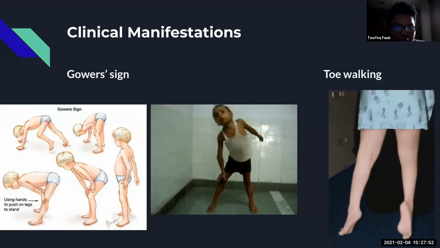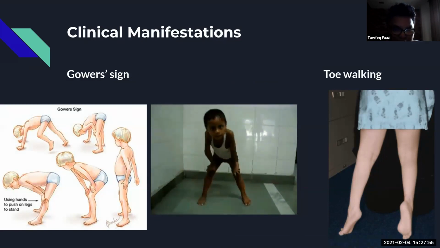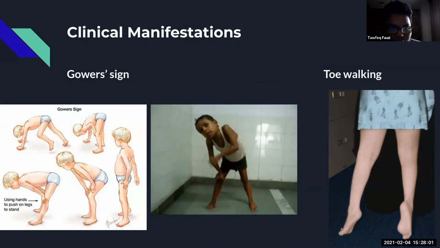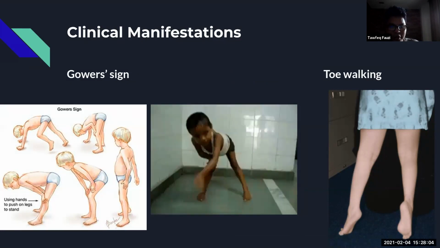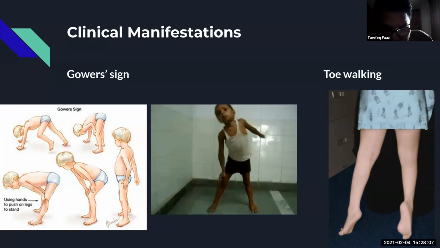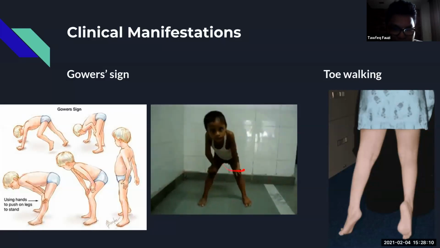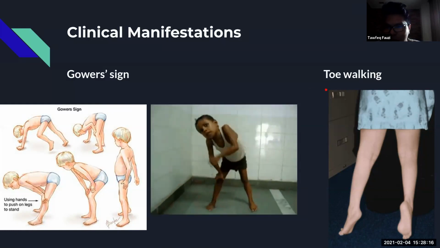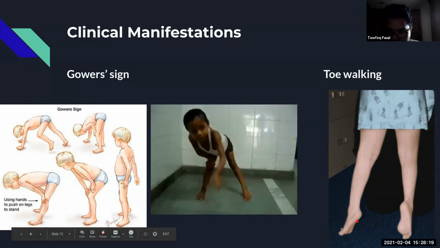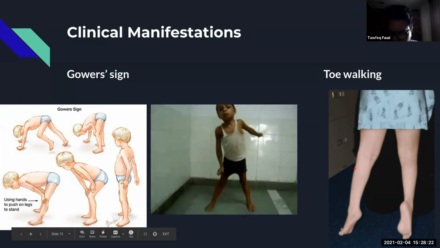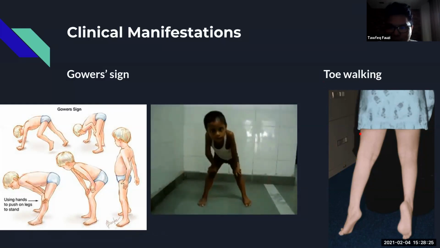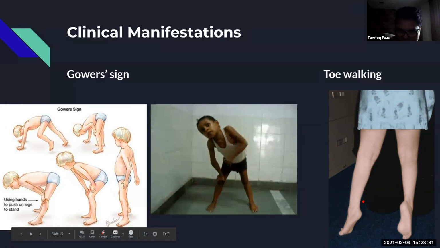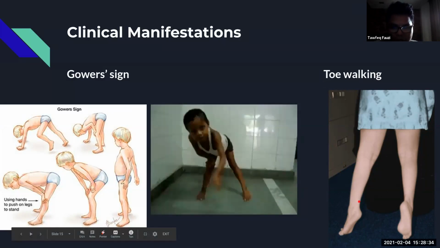Next is Gower's sign. This is a classic sign of Duchenne muscular dystrophy. Gower's sign is when the patient is sitting or in prone position, and when he has to get up, he has to use his hands to support his body to get up, like in this video. Next, another sign of Duchenne is toe walking. The patient would be walking on his toes or tiptoeing. This is due to contracture of the Achilles tendon. The Achilles tendon is shortened, so the foot is plantar flexed.